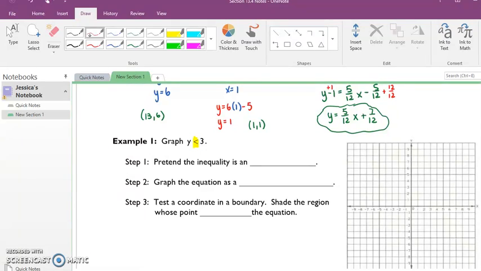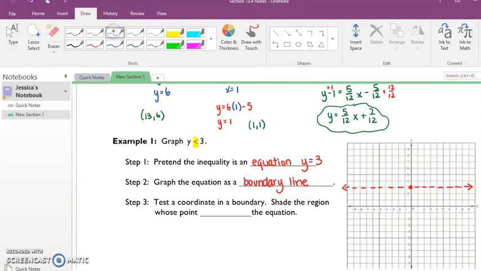So the first thing that I want to do, if I want to graph y is less than 3, I'm going to pretend that the inequality is merely an equation. AKA, in my head, I'm saying, what does the line y equals 3 look like? Okay, and if I remember correctly, this is a horizontal line. So I'm going to go on my y-axis to 3 and go ahead and graph that horizontal line. Now, one of the things that you might be noticing right now is that instead of doing a solid line, I'm doing a dashed line. We need to go ahead and determine what that boundary line is going to look like.